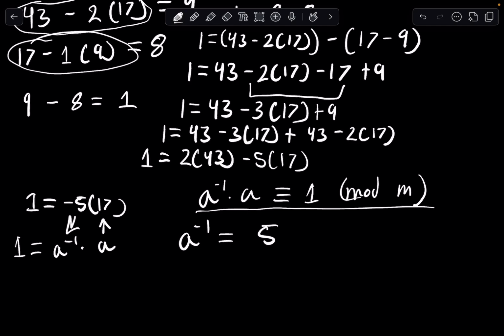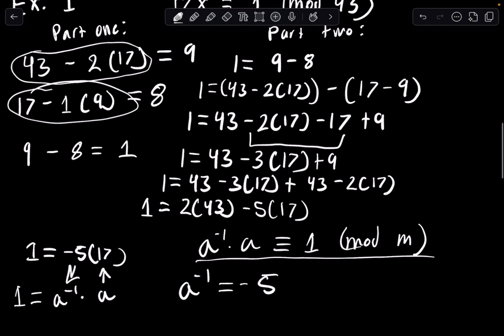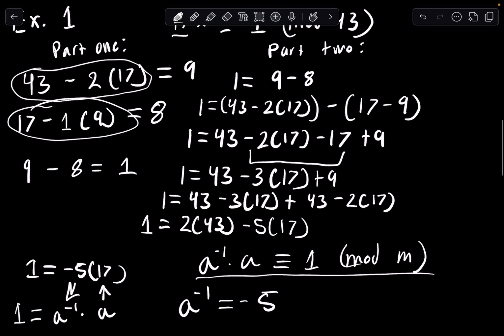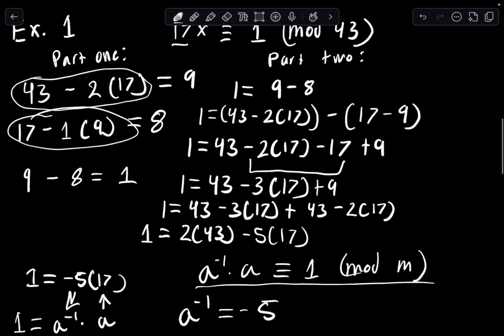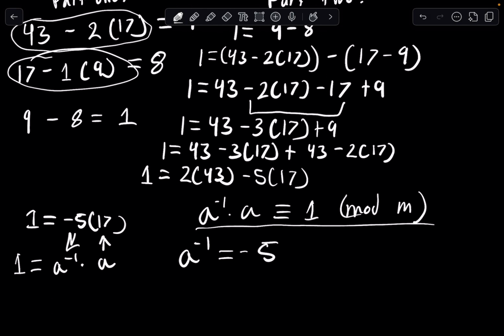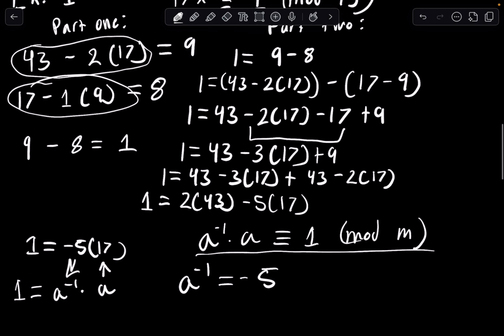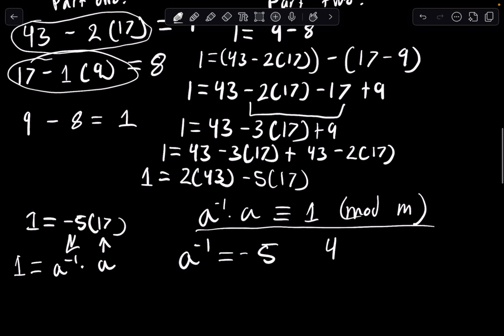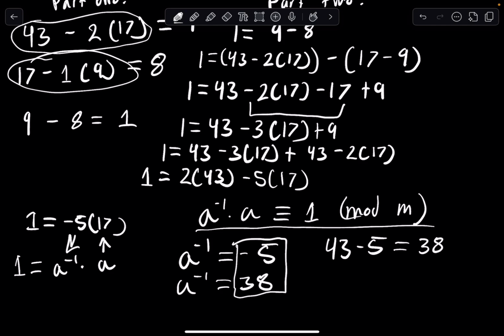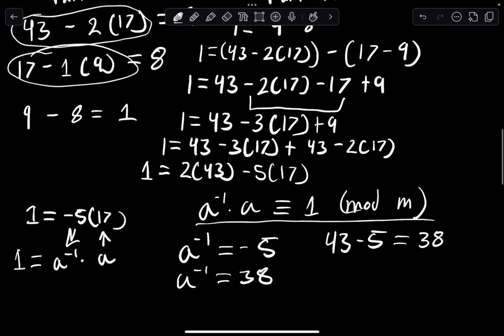Now, I don't really like using negatives as the inverse value because it's a little messy looking, or it doesn't feel exactly right. So to find what this would be as a non-negative, but the lowest remainder that is not a negative, we can do 43 minus 5, which will end up being 38. So this equals 38. And these are essentially just equivalent. It's just nicer to not have it as a negative.